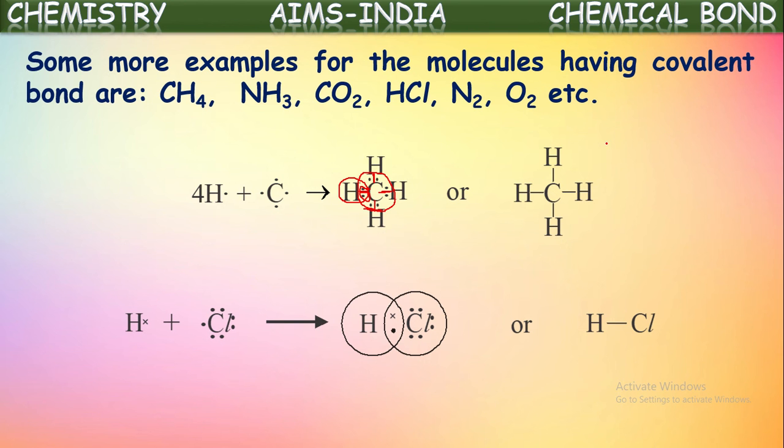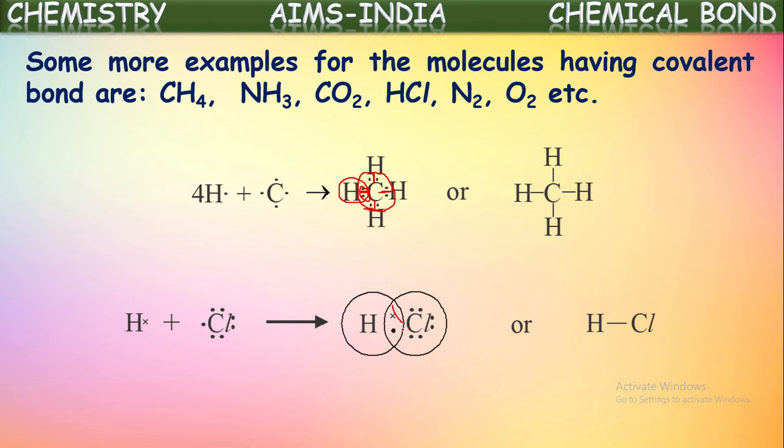Hydrogen chloride formation. We know hydrogen has one valence electron. It requires one more electron to become stable. If you see in case of chlorine, it has 7 valence electrons. It requires one more electron to become stable. When these hydrogen and chlorine approach each other, they combine. Hydrogen and chlorine both will contribute one electron each, and these two electrons are shared by both the atoms.